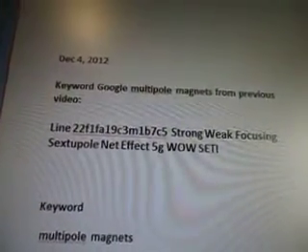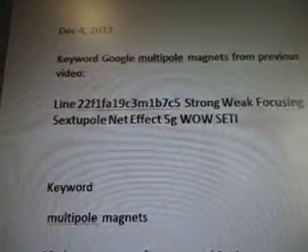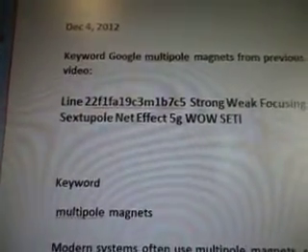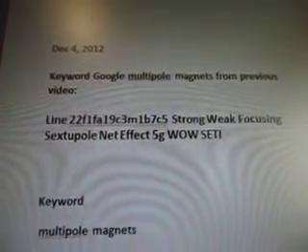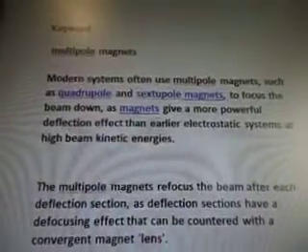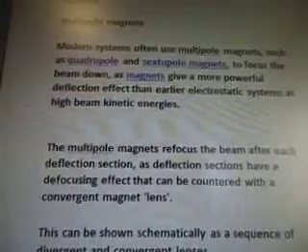Keyword, Google multiple magnets for previous video. Line 22f1fa19c3m1b7c5. Strong, weak focusing, Sextupole net effect, 5G, Wow, SETI. The keyword is multiple magnets.